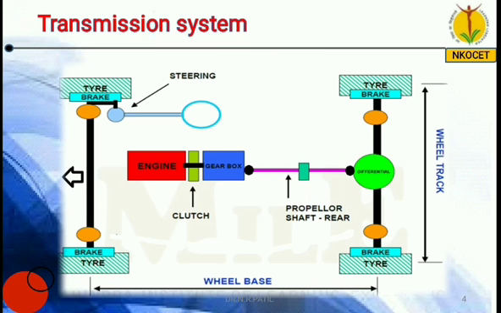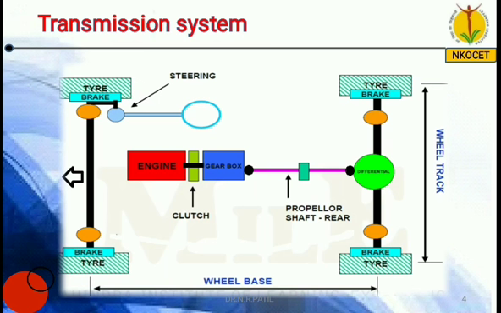So the power from engine is transmitted to the differential via clutch, gearbox, propeller shaft, and these two black circles, they indicate universal joint. So universal joint is used to connect gearbox to the propeller shaft, and this second universal joint is used to connect propeller shaft to the differential. So this is the layout of a transmission system.